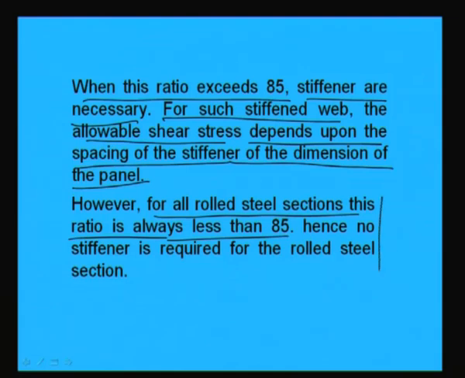So, from that we have to find out, and all these things we will see case to case. And as we told, for all steel rolled sections the ratio is not exceeding 85. So, we do not need to provide any stiffener. We do not need to provide any stiffener for this rolled section.